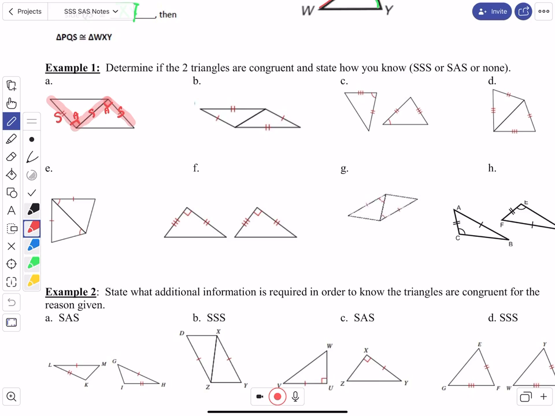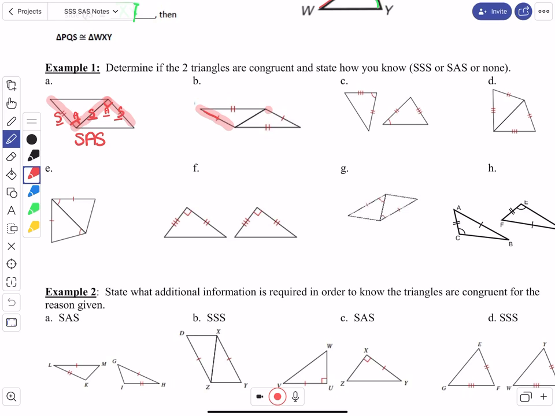So they share that. So this triangle has side, angle, side. We've got side, angle, side. And then this triangle has side, angle, side. So these triangles are congruent through side, angle, side. Okay?